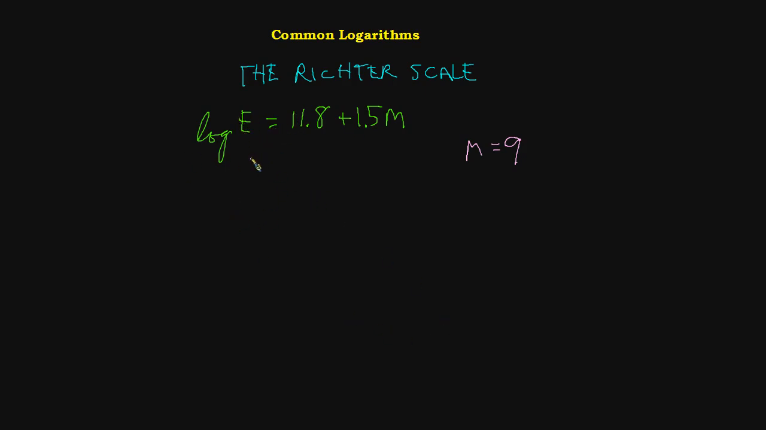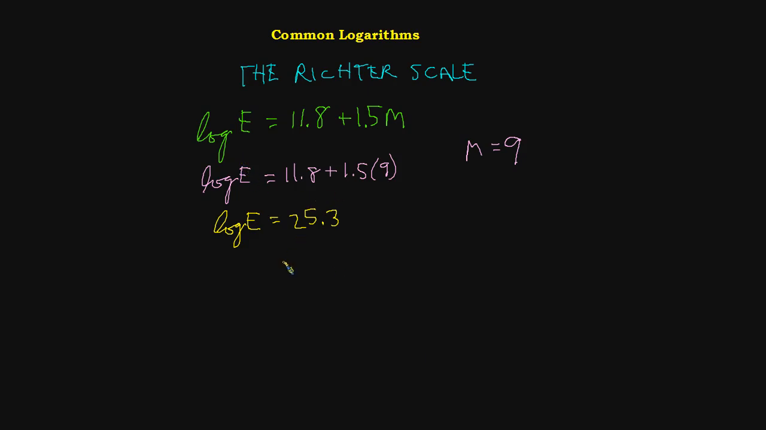So let's go ahead and do some math here. We'll say that log of E is equal to 11.8 plus 1.5 times 9. That's what our M is, the magnitude of our earthquake is 9. So we'll use a calculator and do some math, and then we'll see what we get. What I came up with was 25.3.